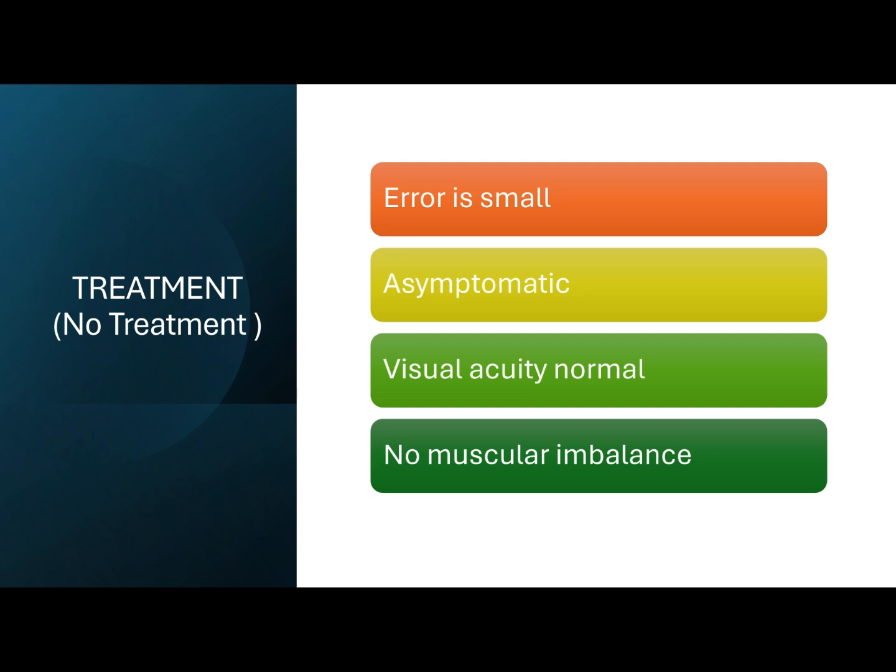So what are the treatment modalities? The treatment, if it is small, the error is small, may not require treatment. If they are asymptomatic, they might not require treatment, because these are the patients who have been incidentally found to have hypermetropia. The visual acuity is normal, then the patient is asymptomatic, again we don't treat. And if there is no muscle imbalance, again an asymptomatic patient not exhibiting any of these symptoms, we don't treat the hypermetropia.